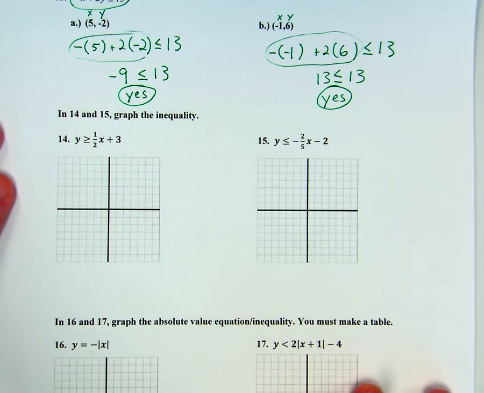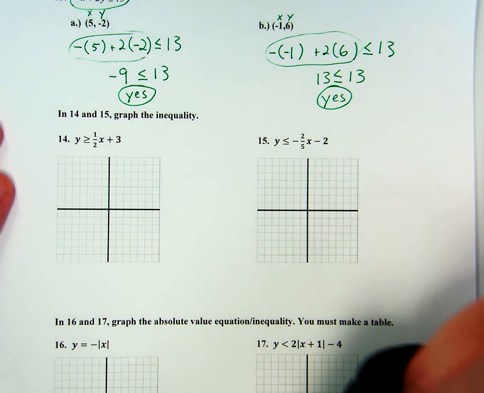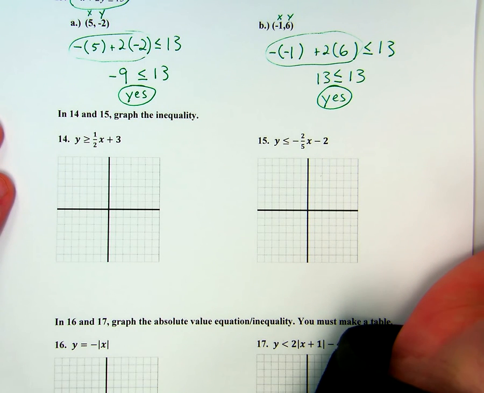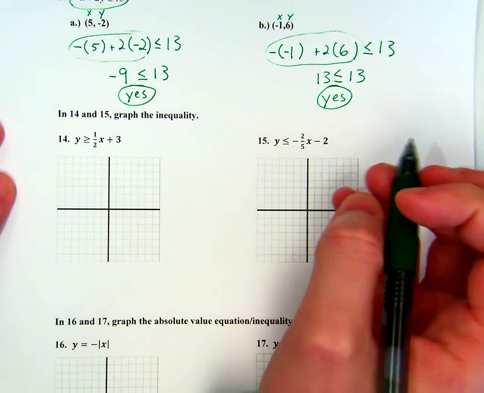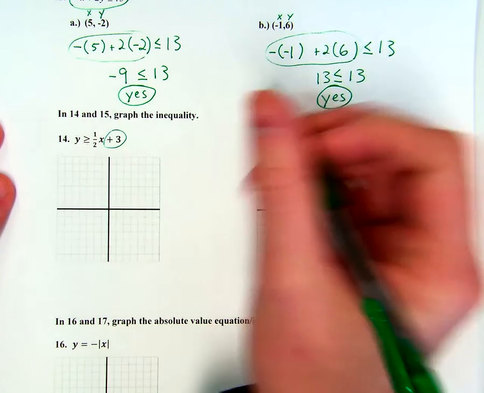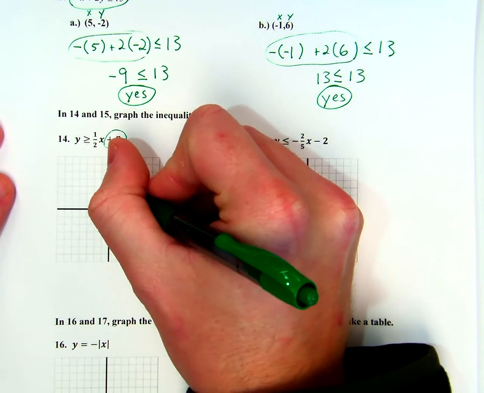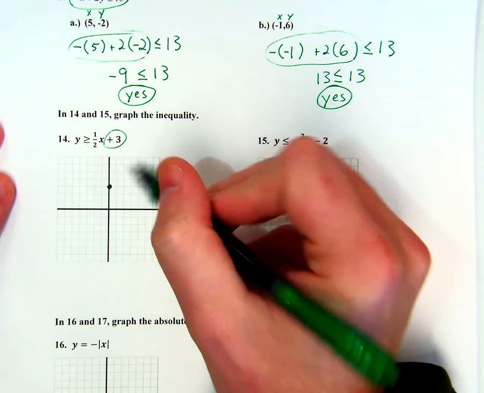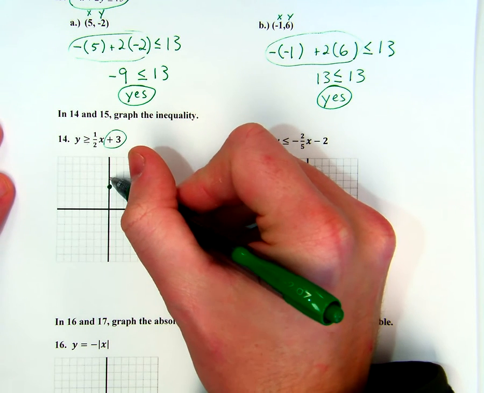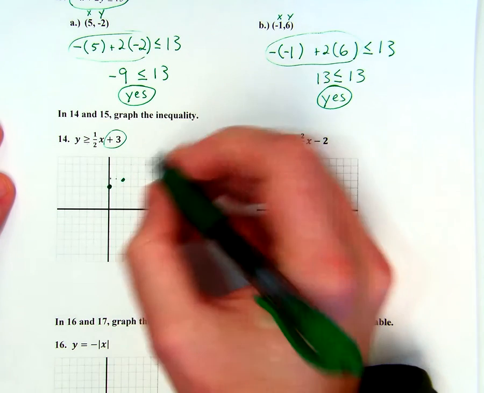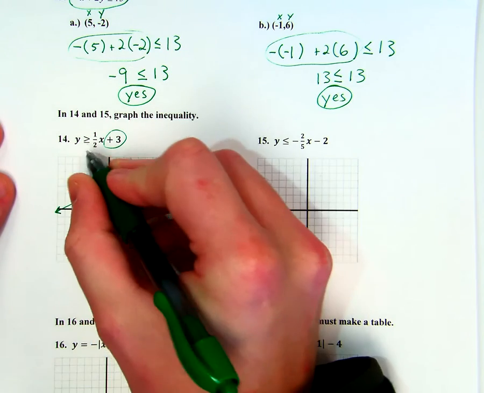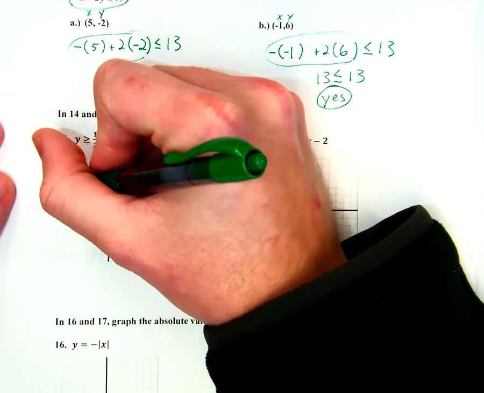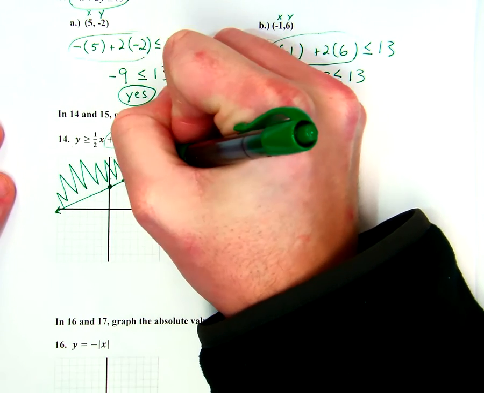Numbers 14 and 15 ask us to graph an inequality. Remember that these things graph just like lines. Sometimes the line is dashed if you had a greater than or less than, but because this symbol includes the equal part, this line will be solid. So typically to graph the line 1/2 x plus 3, we would put a dot at the y-intercept, which is positive 3, and then we would count the slope, which is 1/2. Up 1, right 2. We said earlier it's a solid line that goes through those 2 points, and because y is greater than or equal to, we're going to shade the area above the line.